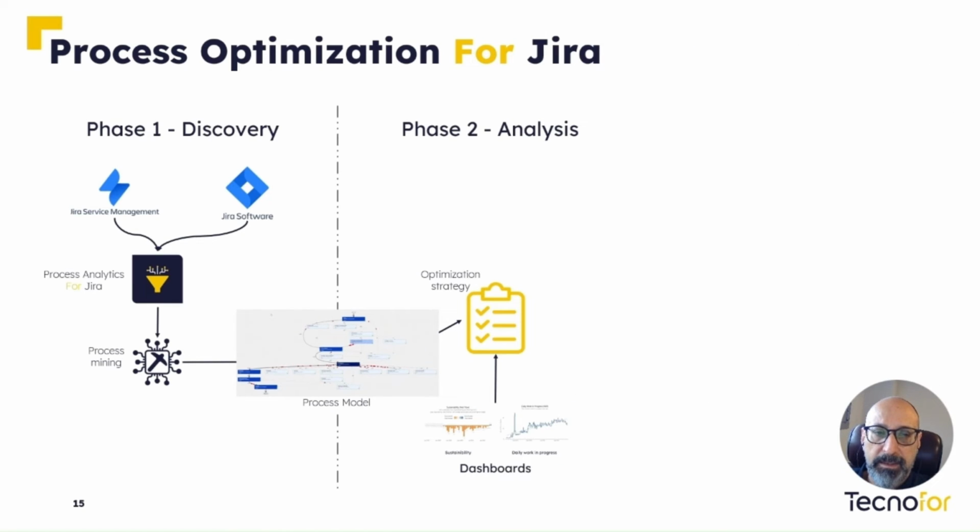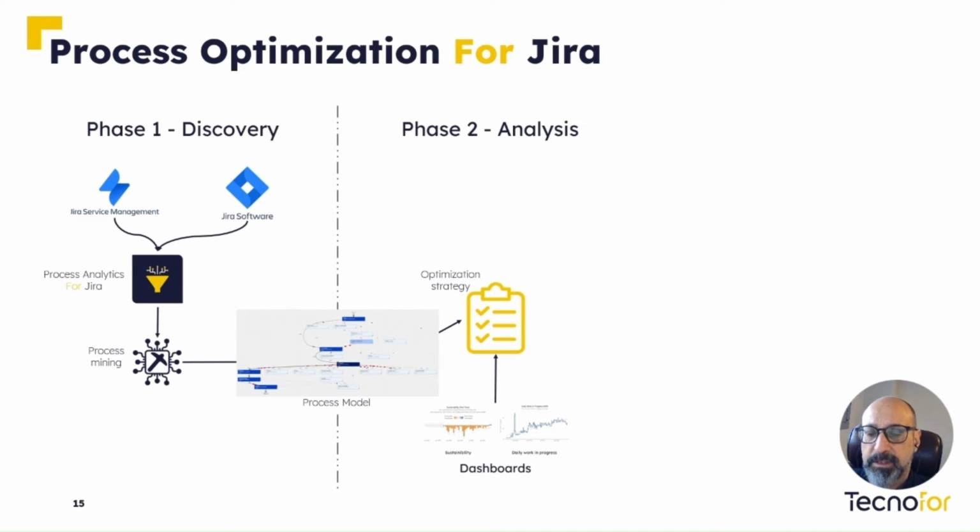Let's dig a little bit deeper. As I said at the very beginning, we have Jira Software or Jira Service Management. We are going to use our Process Analytics connector, which is going to extract and transform the information required for the process mining tool to create the process model. Okay, from this process model, you can create your optimization strategy, and you can also create additional dashboards that are not already in the process mining tool.